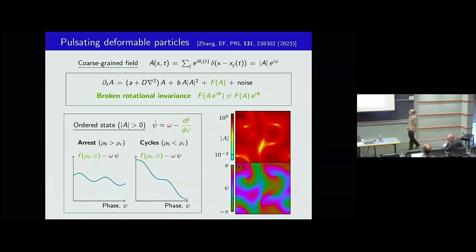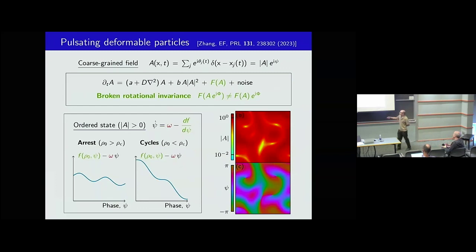So if you would like to understand what this does to the dynamics, you can, for instance, consider the case where the system orders. So when the system orders, you can write down a closed dynamics for the phase. And as you see here, it's essentially a competition between the drive and a landscape, which is set by the repulsion between the particles. All right? And you can try to rationalize this competition.